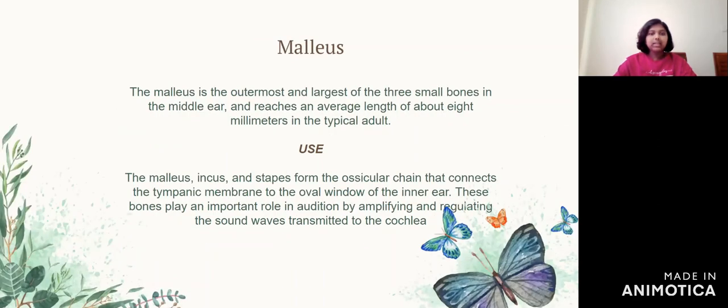Malleus. The malleus is the outermost and largest of the three small bones in the middle ear and reaches an average length of about 8 millimeters in the typical adult. Use of malleus. The malleus, incus, and stapes form the ossicular chain that connects the tympanic membrane to the oval window of the inner ear. These bones play an important role in audition by amplifying and regulating the sound waves transmitted to the cochlea.